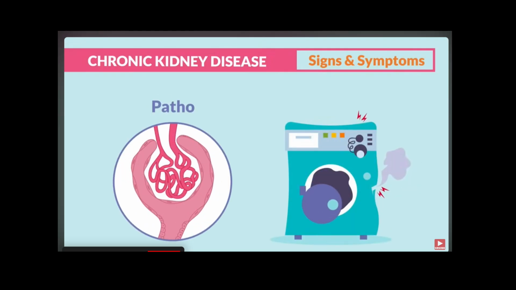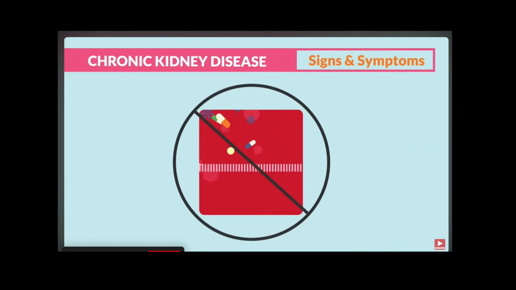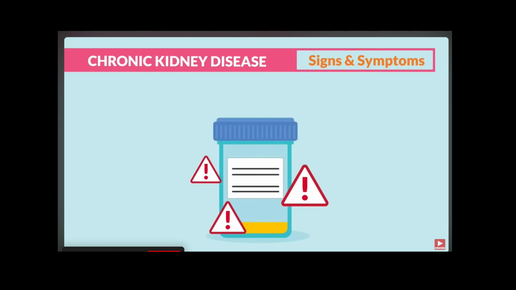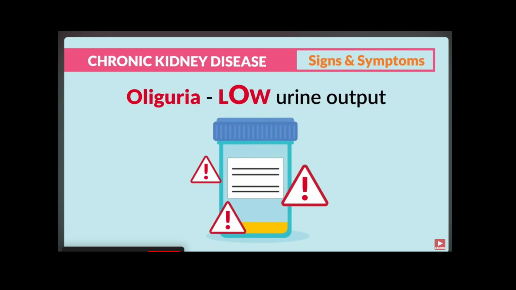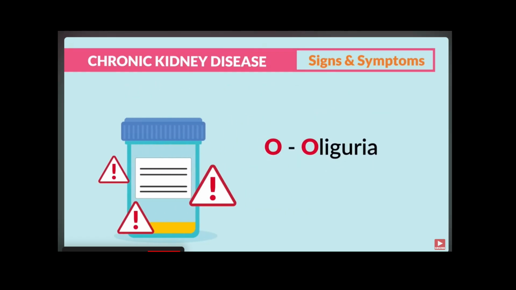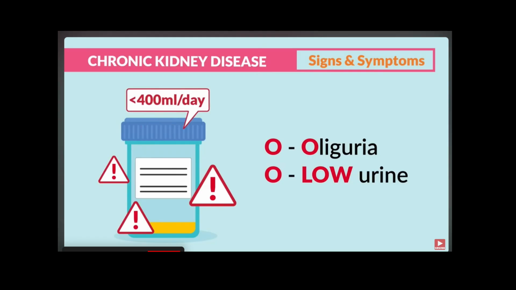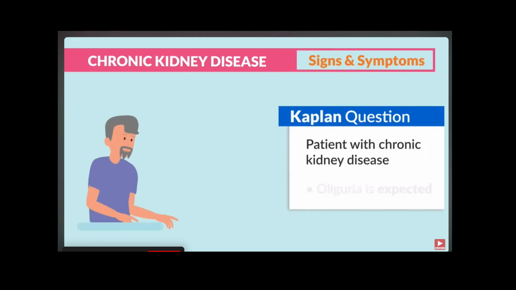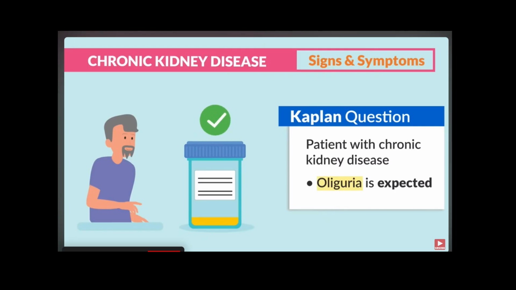You have broken washer machines, right? So we can't wash the blood from waste or excess electrolytes and even fluid. But most importantly, we can't get fluid out of the body and into the potty. This lack of urine output is called oliguria. So remember the O's for low urine output in oliguria. Very, very low urinary output, like less than 400 mLs per day. So Kaplan mentions a patient with chronic kidney disease, oliguria is expected for low urinary output.